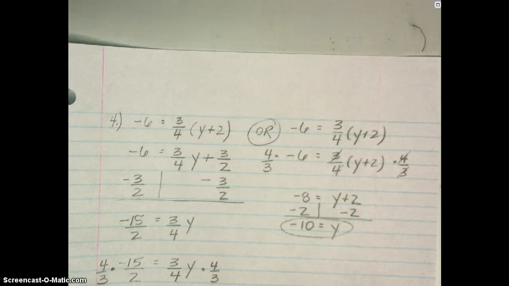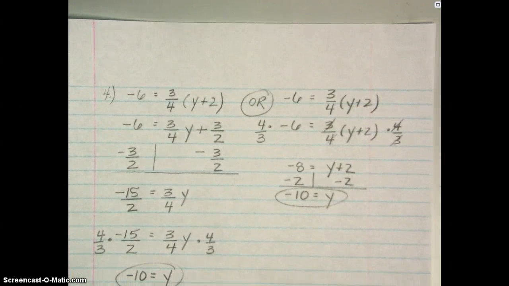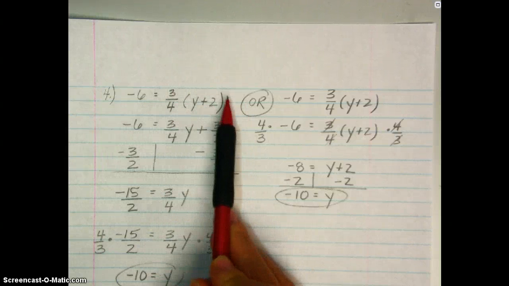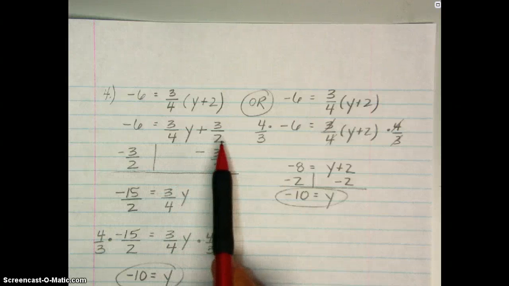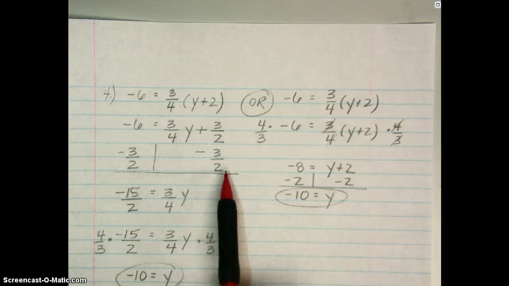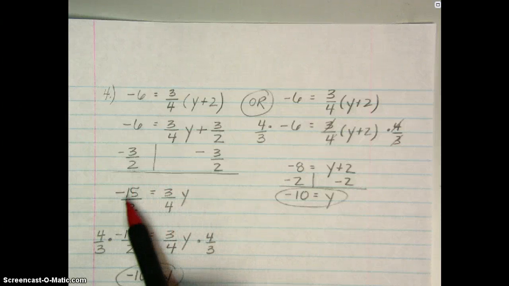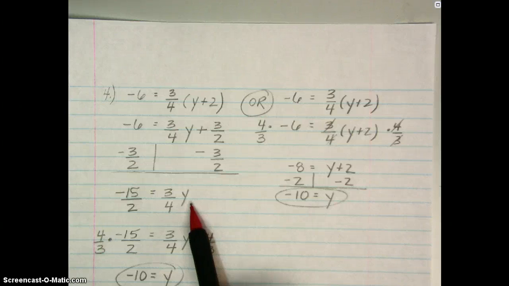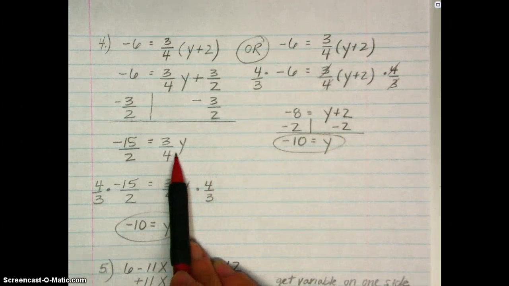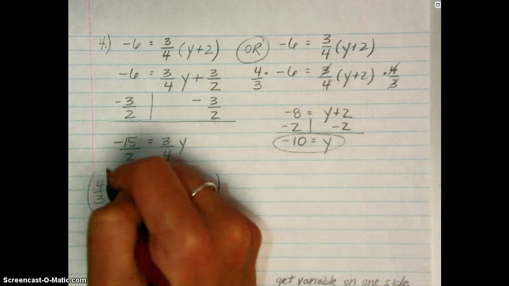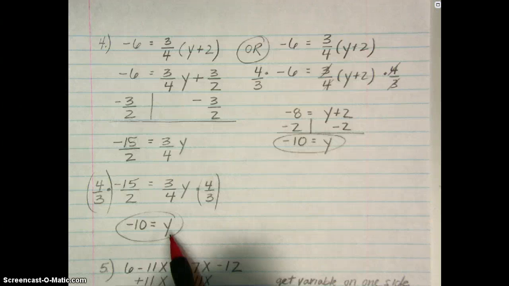For number 4, I showed you 2 different ways that you can go about doing it. So on this side here, I decided to distribute the 3/4, giving me 3/4 y plus 3 halves. And then I subtracted 3 halves from both sides, which gives me this here, negative 15 halves, or you could write it as negative 7.5 equals 3/4 y. And then from there, to get rid of the 3/4 in front of y, I multiplied both sides by the reciprocal, 4/3, and that gives me y as negative 10.